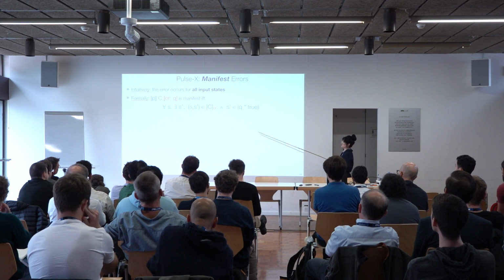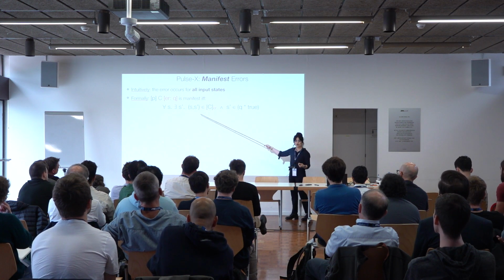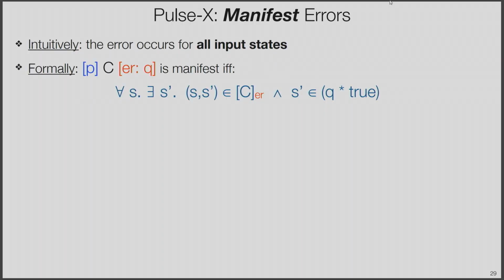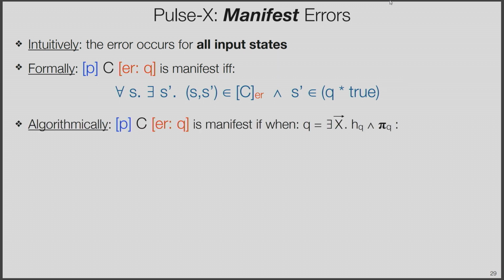But you can see that, on paper, this is very easy to specify, but it's not exactly the easiest thing to check, because it says for every beginning state, something, something. And this is not practical. You can't enumerate the entire state space and say this happens all the time. So instead, we came up with an algorithmic way of checking this, that is to say, we check a bunch of conditions that, if satisfied, guarantee that your error is manifest.